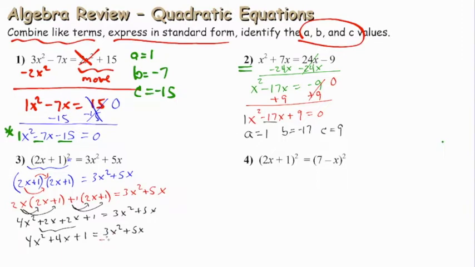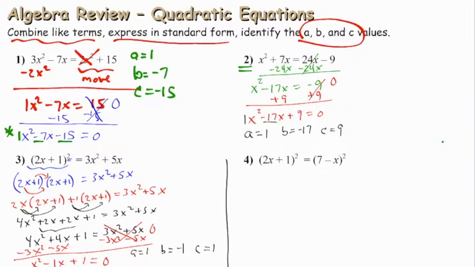And we can subtract 3x squared from both sides. We can also subtract 5x from both sides. That will leave a 0 on the right-hand side. 4x squared minus 3x squared is 1x squared. 4x minus 5x is minus 1x. And then we bring down the plus 1 equals 0. And we can identify that our a is a positive 1, our b is a negative 1, and our c is a positive 1. So pause the video here, try number 4 on your own, and unpause it to check your answer.